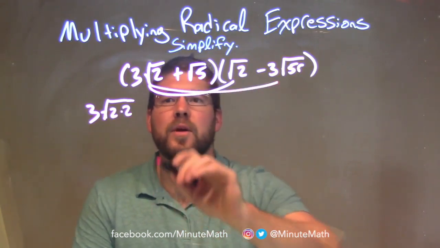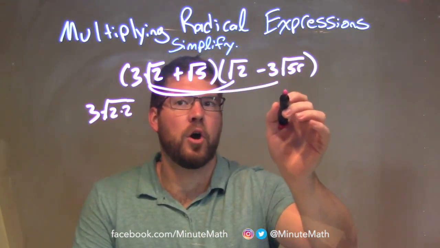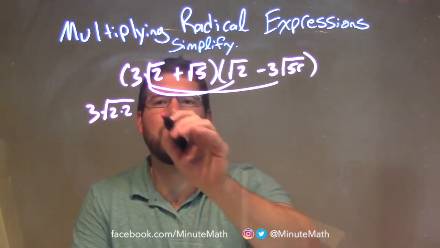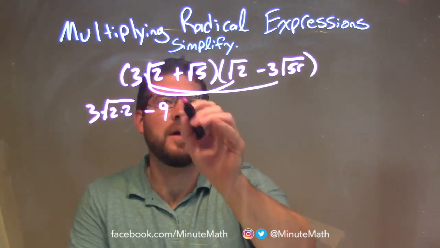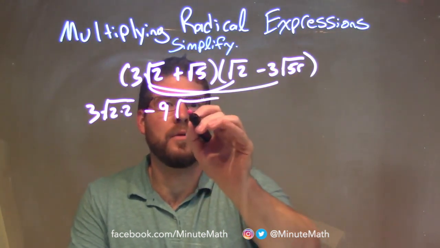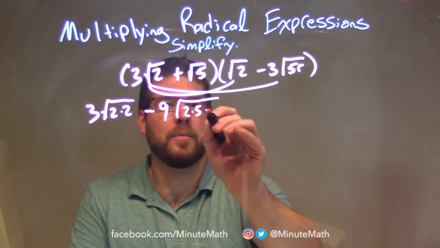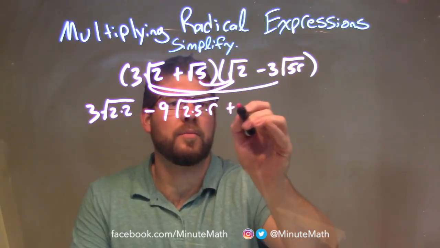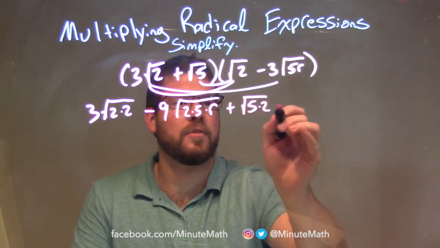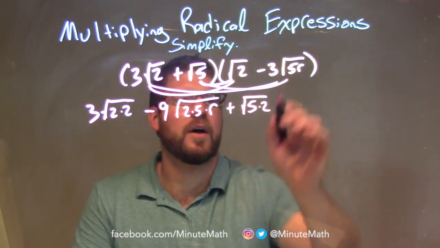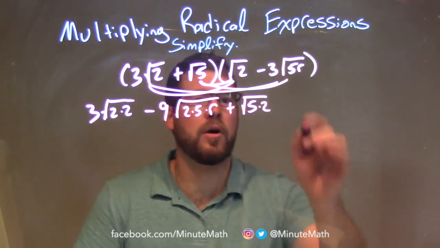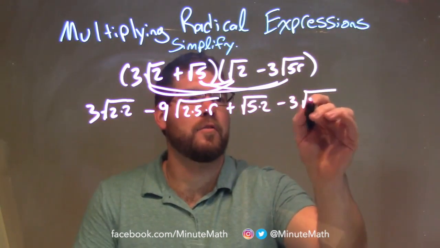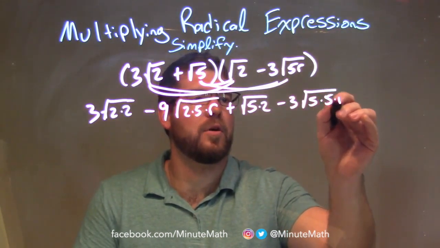Next part here, 3 square root of 2 times minus 3 square root of 5r. Well, 3 times minus 3 is minus 9, right? And then the square root into one big square root here is 2 times 5 times r. Next part, square root of 5 times square root of 2 is plus square root of 5 times 2. And then lastly, square root of 5 times minus 3 square root of 5r. This is minus 3 square root of 5 times r.